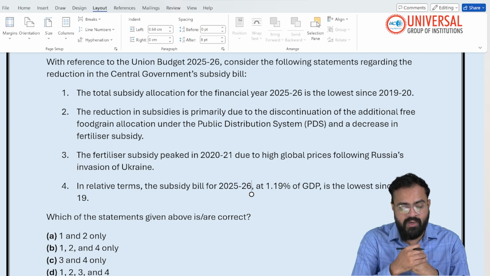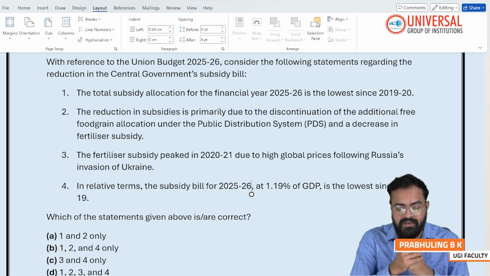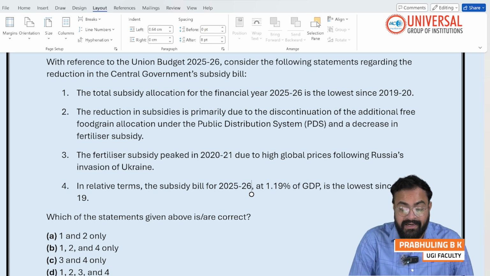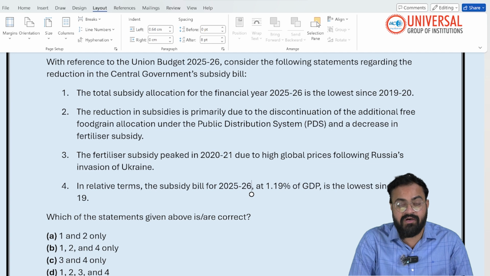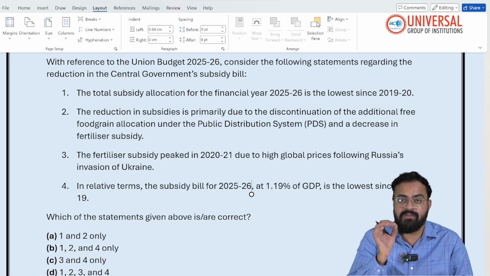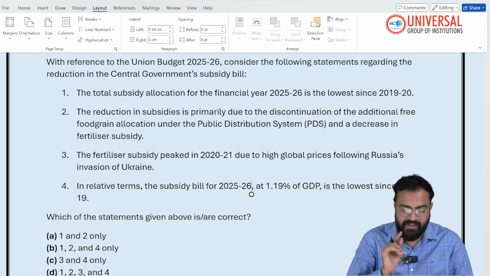So, the question is, with reference to the Union Budget 2025-2026, consider the following statements regarding the reduction in central government subsidy bill. Statement number 1, total subsidy allocation for the financial year 25-26 is lowest since 2019-20. Statement number 2, the reduction in subsidies is primarily due to discontinuation of additional free food grain allocation under the public distribution system and a decrease in fertilizer subsidy.